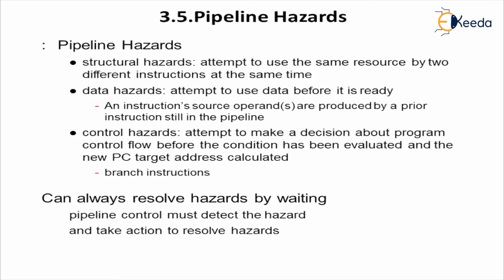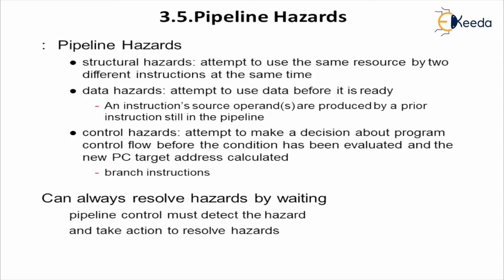Then you have a data hazard: an attempt to use data before it is ready. What happens? Suppose you have fetched the instruction, but your instruction is not decoded properly. Has the instruction got converted into machine language? The answer is no. But still, if you're trying to execute those instructions, it becomes a part of your data hazard. And instruction source operands are produced by a prior instruction still in the pipeline.